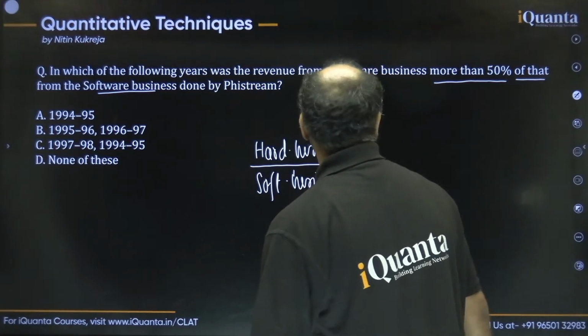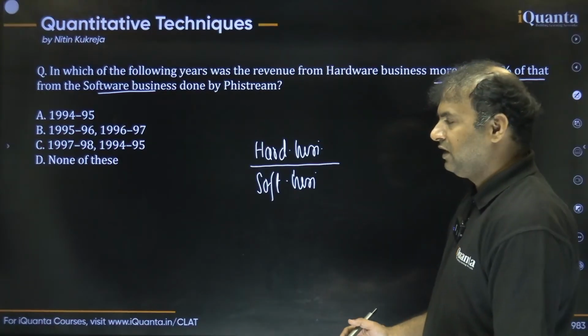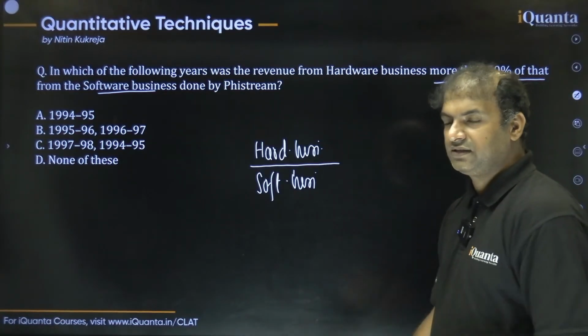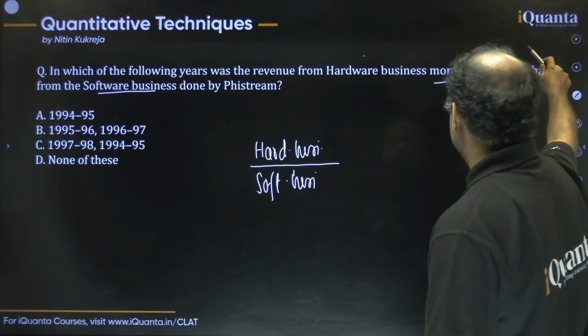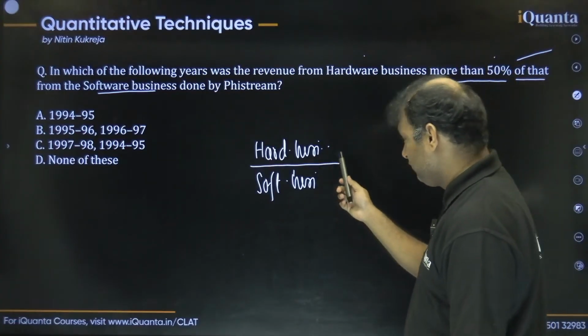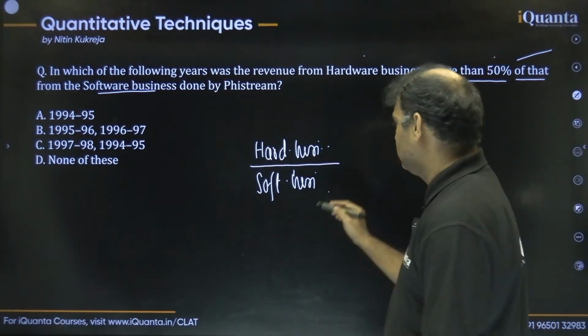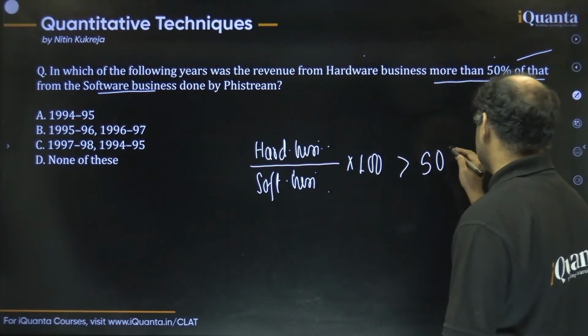It should be more than 50% of the software, right? They are not saying this is the percentage increase. They are saying that the revenue from hardware business should be more than 50% of the revenue from the software business, right? So hardware business with respect to software business should be more than 50%. That is the thing which they are saying, right, guys?